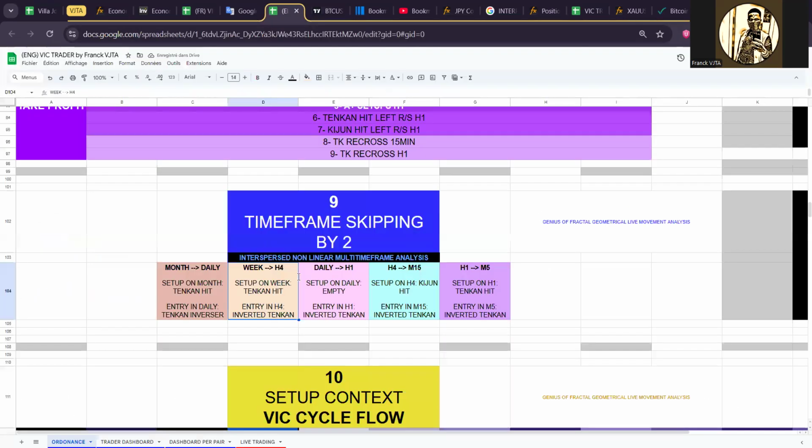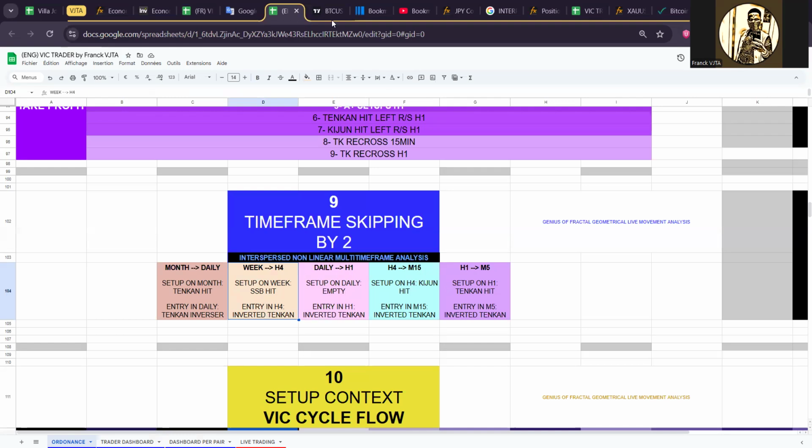So what I can do is that it's not only Tenkan that can be hit, even SSB can be hit, right? You go on H4 and what do you look at there? So what will remain the same will be the entry, but what can change will be the setups. The setup can be very variant, can be different.